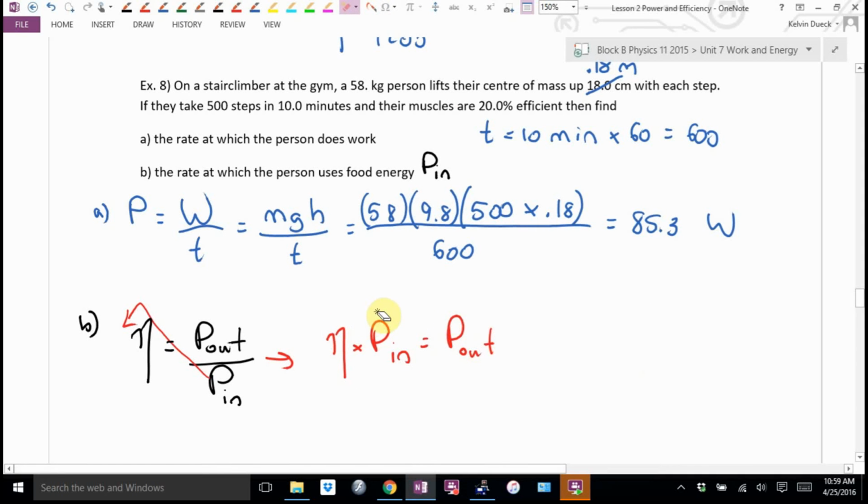How would I get the power in by itself? Divide by what? Yep. Here it is. This is what your stair climbers do. They calculate how much power you put in. And this is also why they ask you for your mass and things quite often. You have to program that in. And then they know the approximate efficiency of an average human.